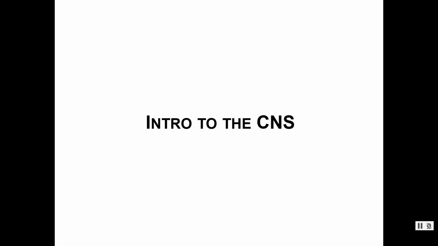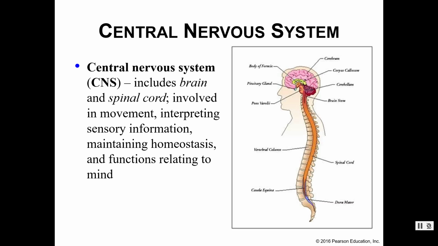In this recording, we'll discuss an introduction to the central nervous system. Your central nervous system, or your CNS, includes both your brain and your spinal cord. These organs are involved in movement, interpreting sensory information, assisting with maintaining homeostasis, and other functions relating to the mind. So think of things like learning, memory, language, all that good stuff.